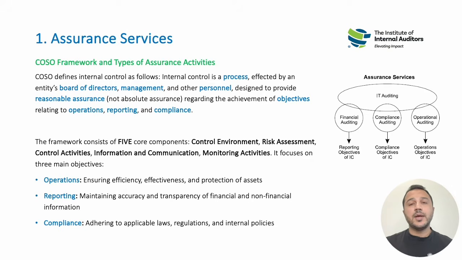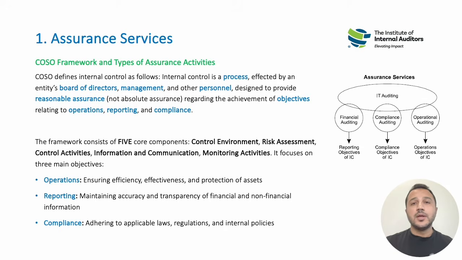The COSO framework has five key components. It talks about the control environment, risk assessment, control activities, information and communication, and monitoring activities. What it constitutes is that in any effective organization where you would like to say that they have a proper internal control environment, these are the five key components that have to be there.